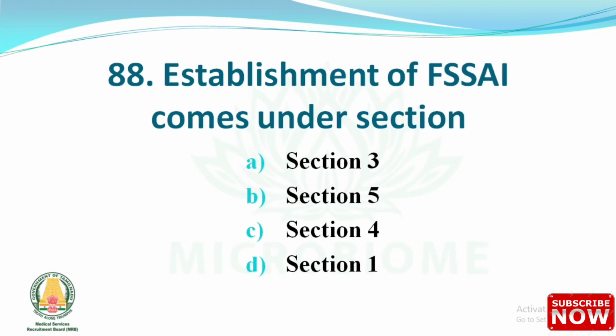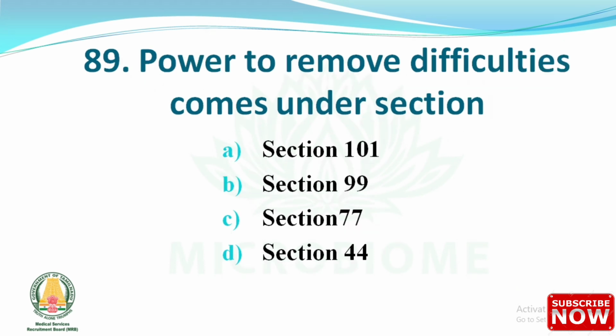And next, establishment of the Food Safety and Standards Authority of India comes under which section? The options: section 3, section 5, section 4, section 1. The right answer, option C, section 4. And next, power to remove difficulties comes under which section? The options are section 101, section 99, section 77, section 44. The right answer, option A, section 101.